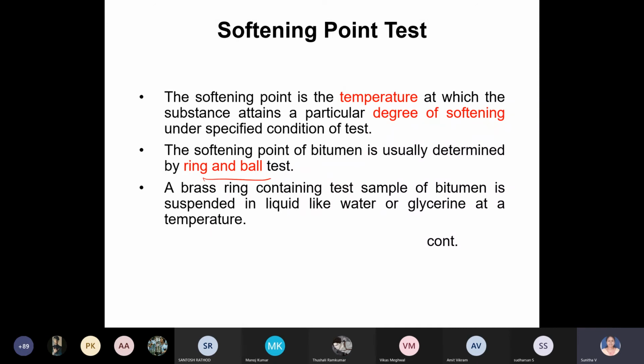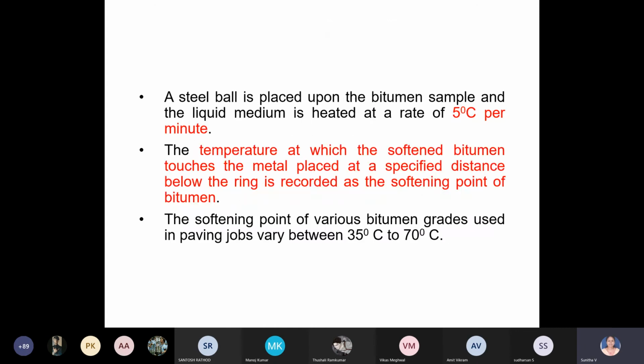This is suspended either in water or you can use glycerin also, at a temperature. You have to heat it, right? So the steel ball is placed upon the bitumen sample and the liquid medium is heated at the rate of 5 degrees Celsius per minute.